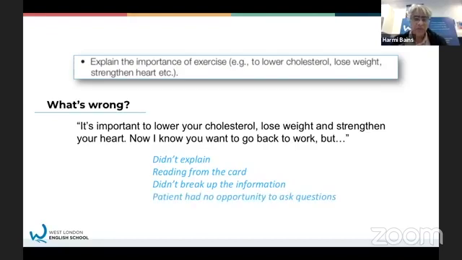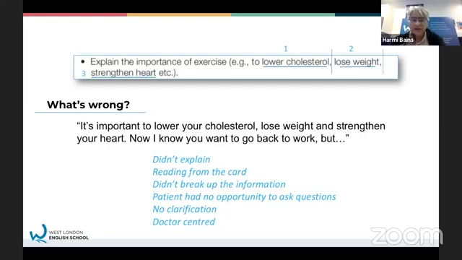The patient had no opportunity to ask questions. So the patient wasn't involved here. It was really the nurse talking. There was no clarification as well. So the nurse didn't stop to ask whether the patient had understood anything or whether they were okay, whether they could do this. They just moved on to the next task. So in other words, it was very doctor-centered. It wasn't patient-centered at all.